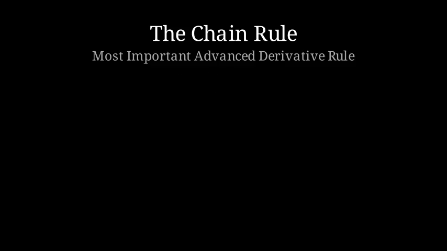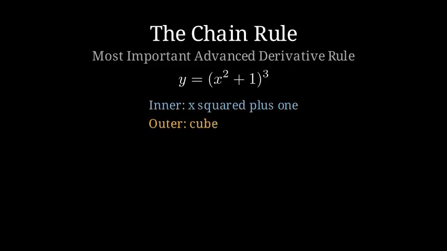Let us begin. First, what is a composite function? It is a function inside another function. Here is an example. The inside is x squared plus 1, and the outside is the cube. Because there is a function inside another, we cannot use only the power rule. We need the chain rule.